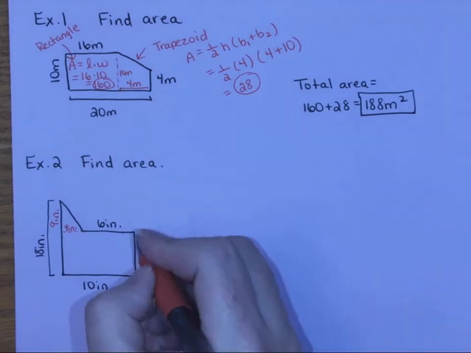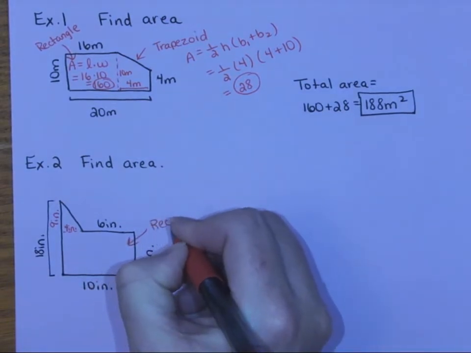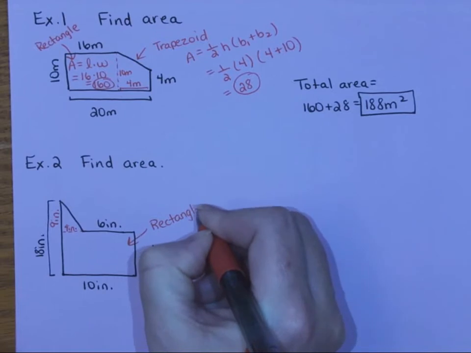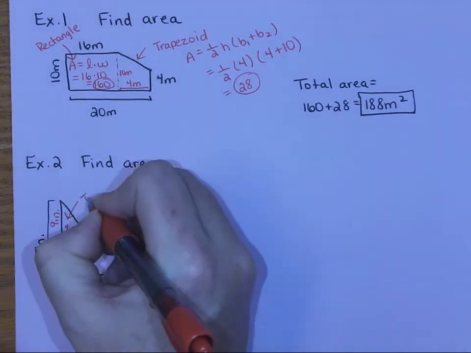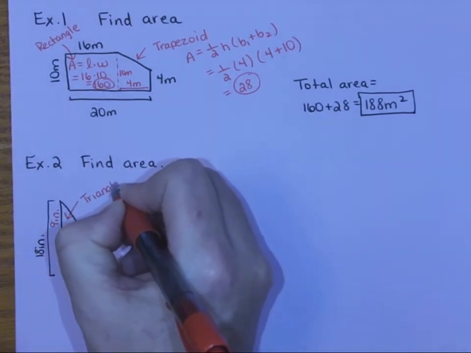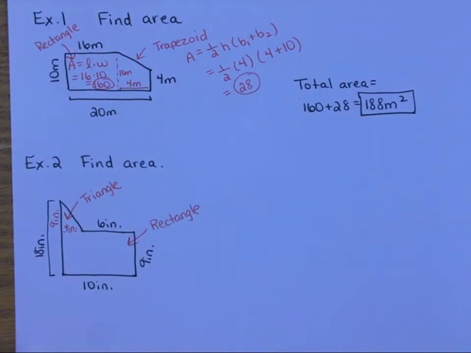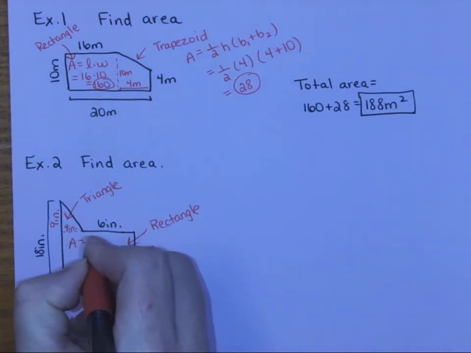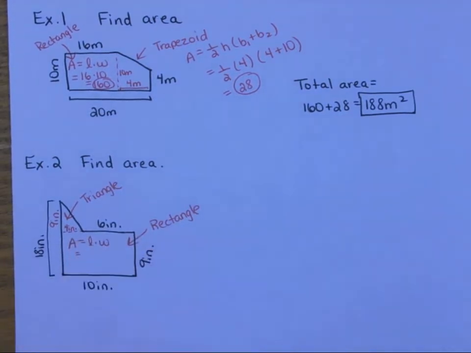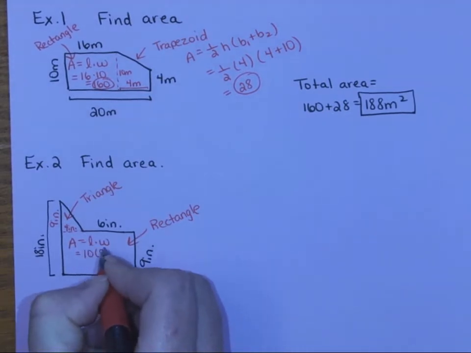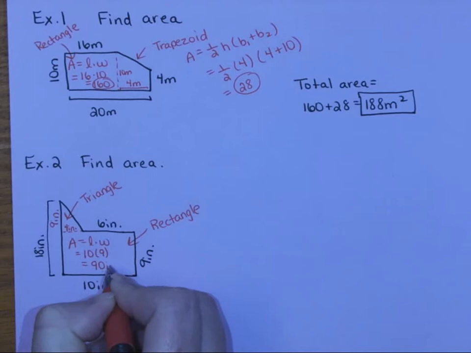So notice we have a rectangle, right? And we have a triangle here. So when you don't have room to work the problem, just make sure you work it somewhere. So again, the area here is going to be length times width, right? So make sure you pick the right numbers, right? We wouldn't want to pick 6. That's not the whole width of the rectangle, but it'd be 10 by 9, right? Or 90 inches squared.